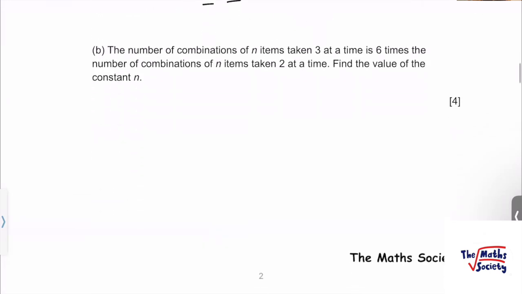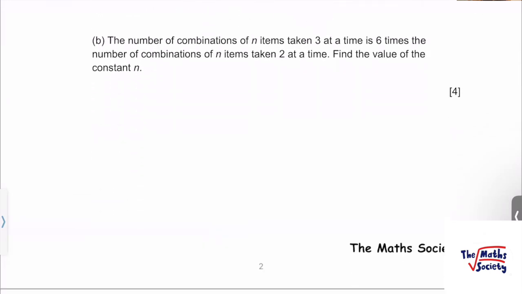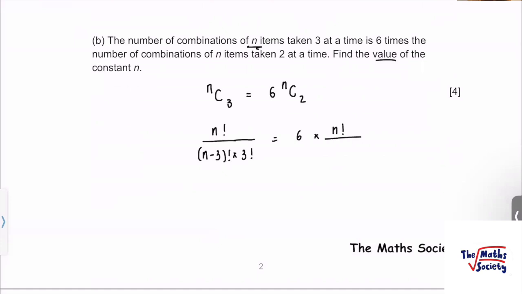And then moving on to B, which is similar. The number of combinations of n items taken 3 at a time is equal to 6 times the number of combinations of n items taken 2 at a time. You need to find the value of the constant n. So it's going to be n factorial over 3 factorial times n minus 3 factorial, because it's nC3, equals 6 multiplied by n factorial over n minus 2 factorial times 2 factorial.